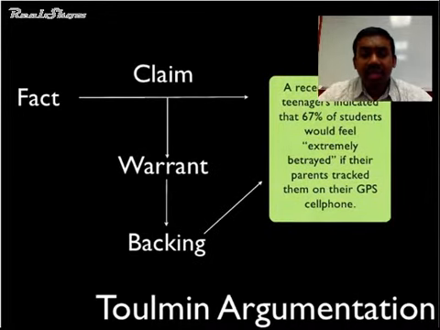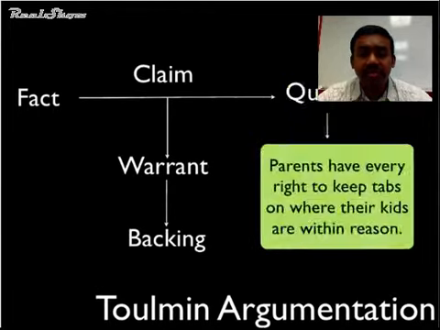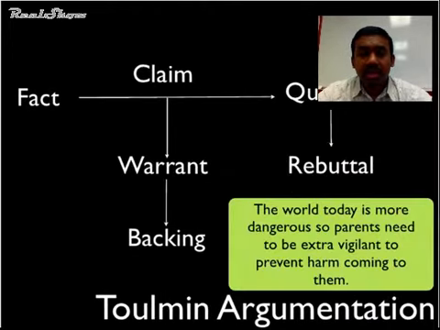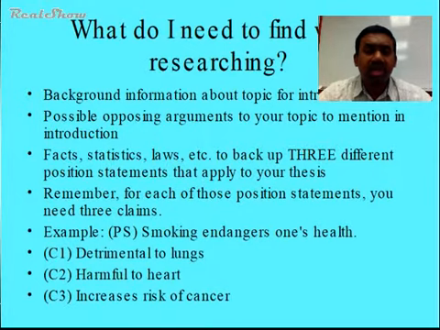And then you come up with more backing. A recent study shows that 67% of students would feel extremely betrayed if their parents tracked them on their GPS cell phone. And then you come up with a qualifier. Parents have every right to keep tabs on where their kids are within reason. The world today is more dangerous, so parents need to be extra vigilant to prevent any harm coming to their children.